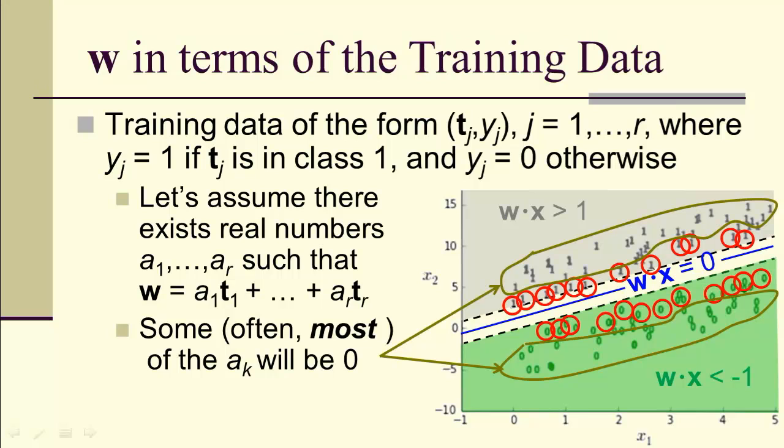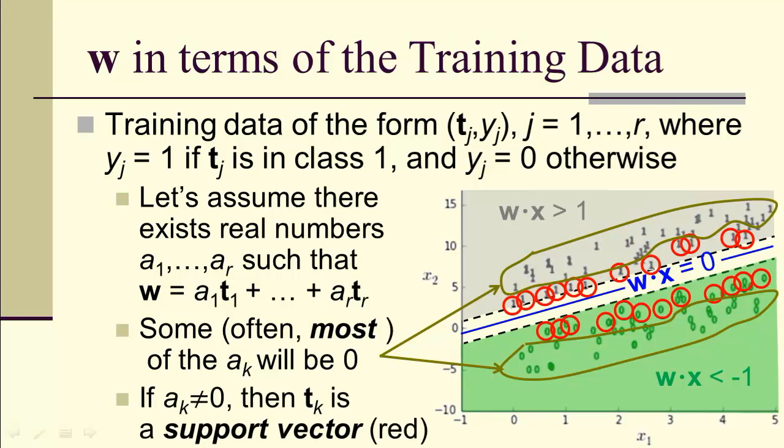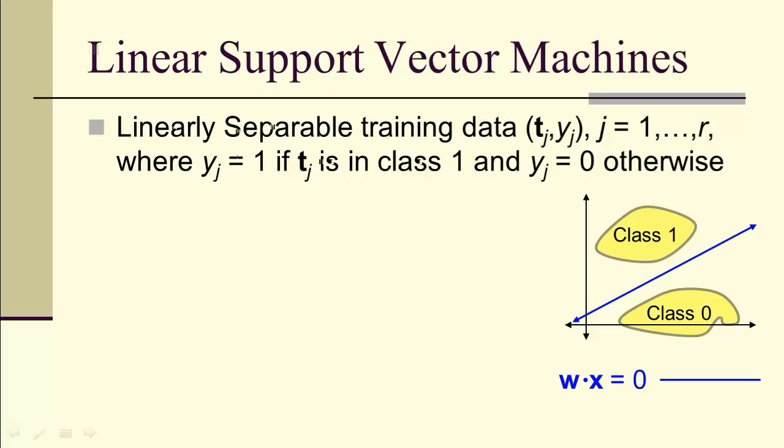Most of the time, these a sub k's are going to be 0, because the a sub k's for t's that are far away from the hyperplanes don't matter. Only the ones that are close to the hyperplanes actually matter. And that's why we call these support vectors. Now I have a whole lot of them circled here, but in reality, we're going to see later on, there's only 3 support vectors in this two-dimensional example.